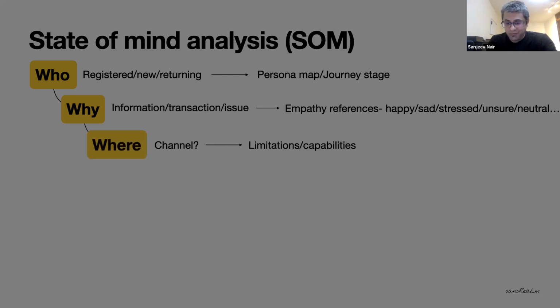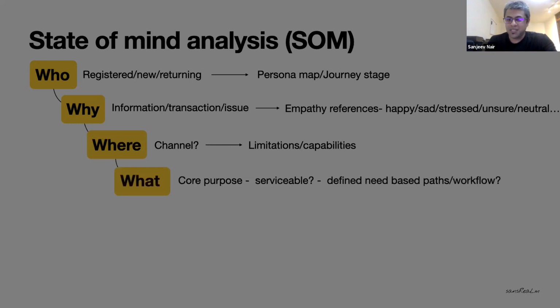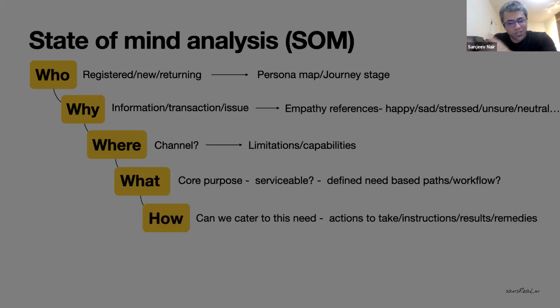The next thing is obviously the channel. Where are they engaging via? So that you can understand the limitations or the capabilities of the channel and leverage that to manage the conversation better. And then, of course, the core purpose. Is it serviceable? If it is not serviceable, how can we take it down a path wherein you can still leave the door open for that customer or visitor? And if it is serviceable, then what are the actions to take? What are the instructions to build in terms of a conversational flow? What are the results that can be achieved? And what are the remedies in case there are failure states? All of this leads you to what we call the minimum viable conversational concept, which is driven by a state of mind analysis.